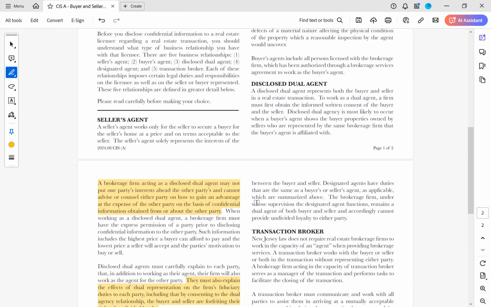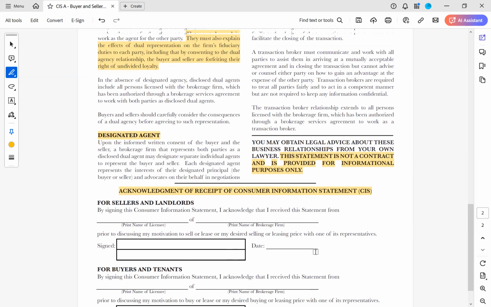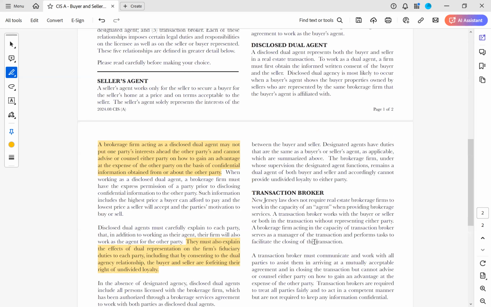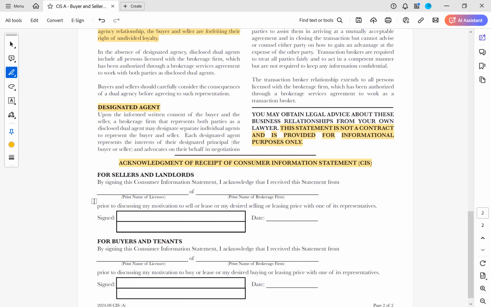Again, this has to be presented to your seller, buyer, landlord, tenant. Sign the CIS prior to discussing a motivation to sell or lease or the desired selling or leasing price. And on the buyer and tenant side, prior to discussing the motivation to buy or lease or the desired buying or leasing price. It has to be disclosed to them. It has to be presented to them and explained to your client prior to these two times.